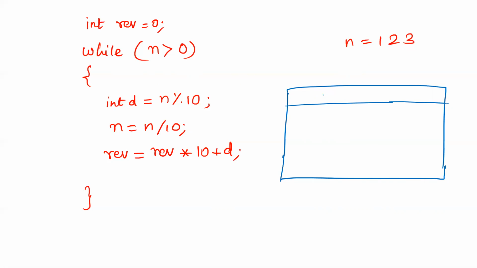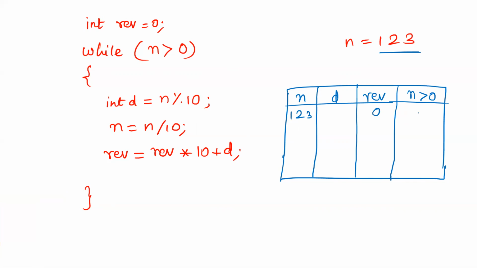First we have to write the variables present in the loop. You can see we have a variable n, then a variable d, then a variable rev. Now let us have the condition also. The condition is that n should be greater than 0. What are the initial values? Initially n is 123 and reverse is 0. Now let us check the condition. Is n greater than 0? Yes, 123 is greater than 0, so the condition is true and we come inside the loop.